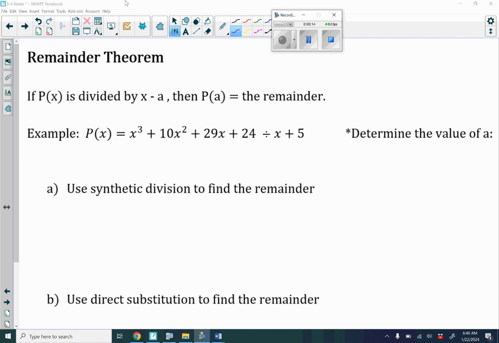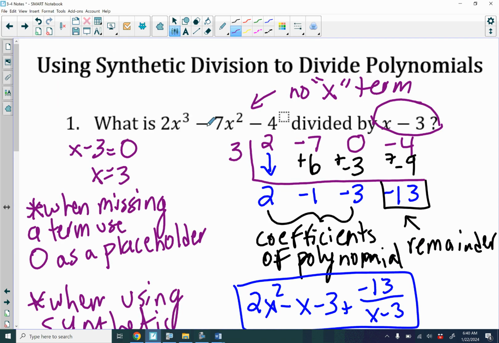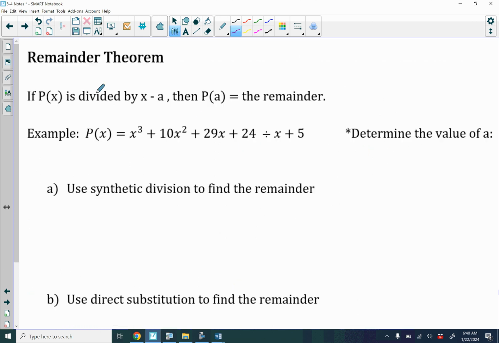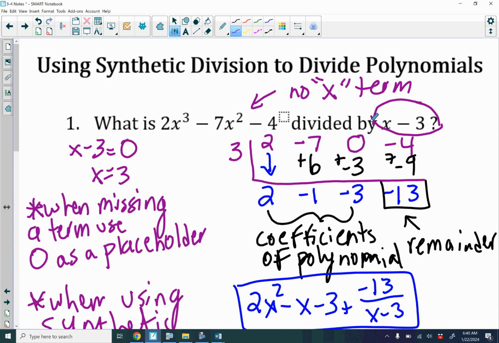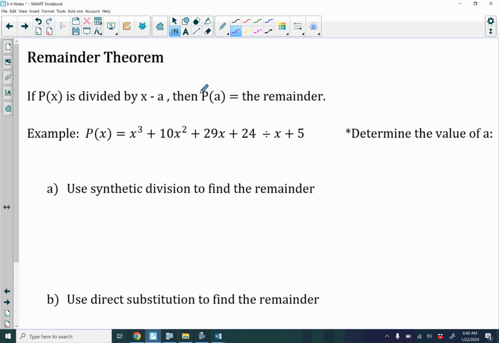It says if p of x is divided by x minus a, so p of x is the first polynomial. If we go back to here, this would be p of x. So if p of x is divided by x minus a, and if we go back, our x minus a is x minus 3. So we have these two polynomials and we're dividing. Then p of a is equal to the remainder.